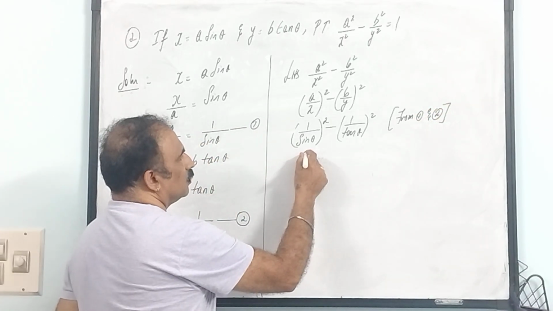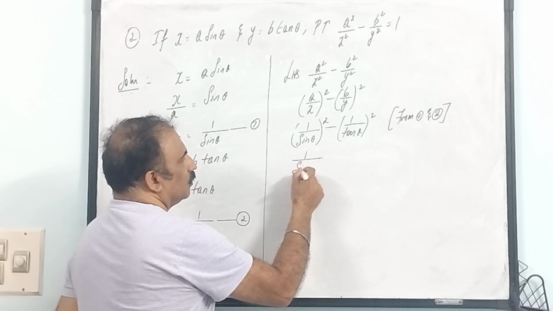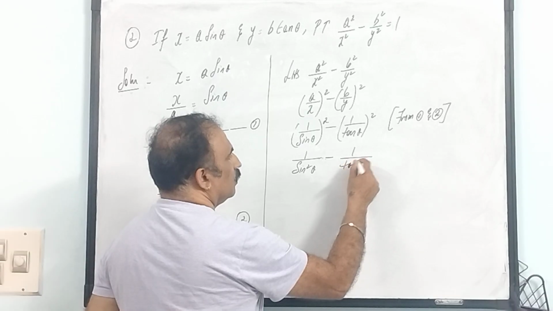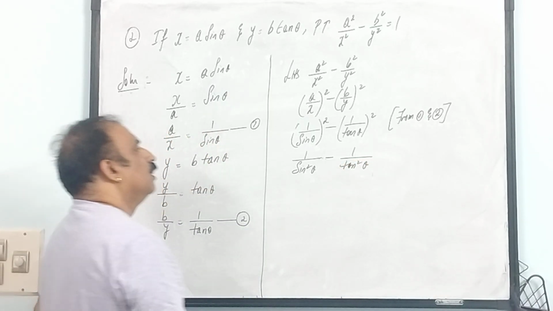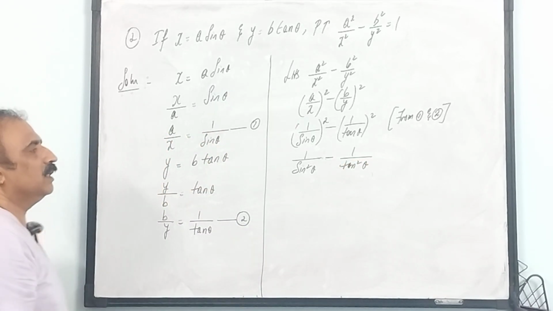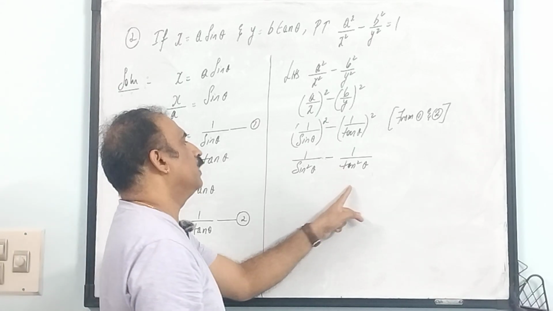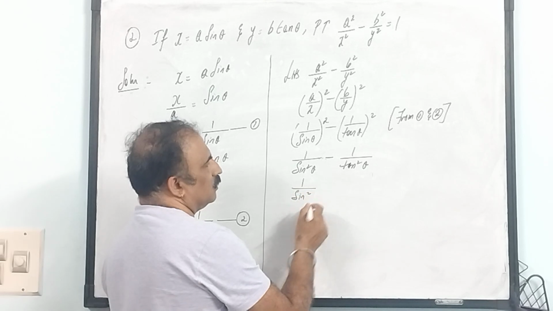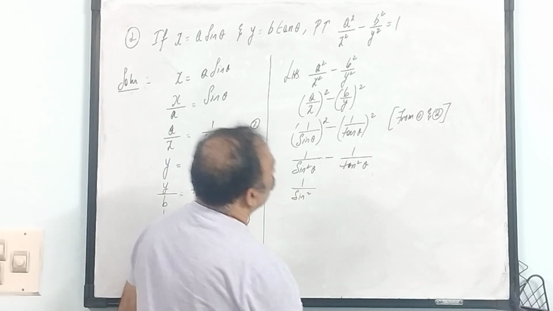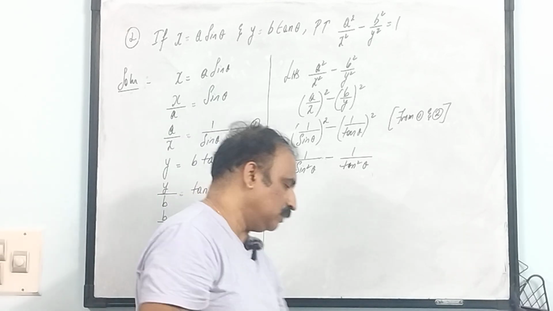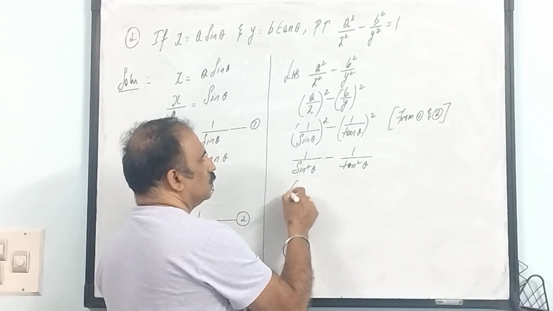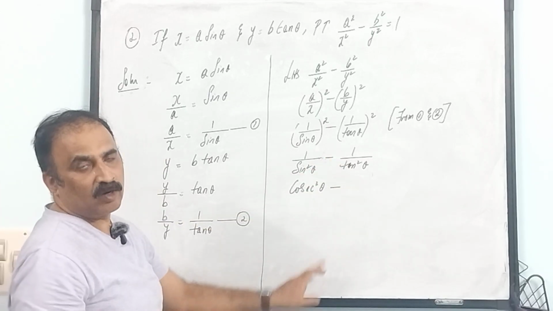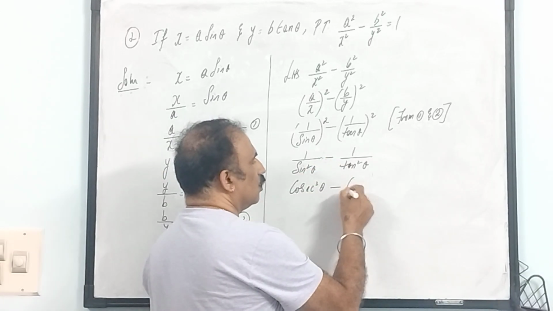Now square it, so this is going to be 1 by sine square theta minus 1 by tan square theta. Now tan square theta can be written as sine square by cos square. So what I do here, I keep this as 1 by sine square theta, or directly you can convert it, 1 by sine square can be written as cosecant square theta minus 1 by tan square, according to reciprocal ratios, can be written as cot square theta.